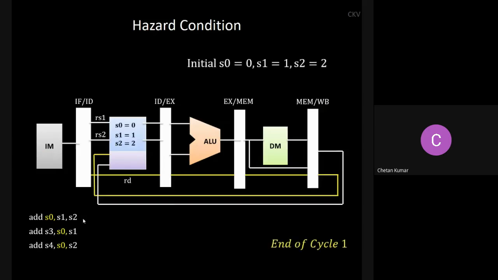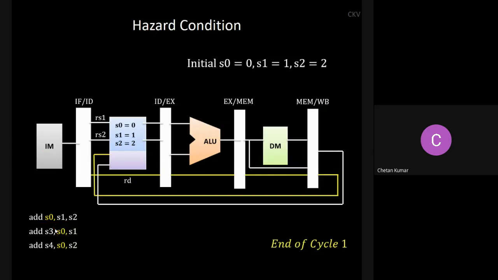So, initial data, I'm assuming that S0 contains 0, S1 contains 1 and S2 contains 2. Okay, meaning at the end of this instruction, what should be the S0 value? When I say add S0, S1, S2, at the end of this instruction, what should be the S0 value, which will be used in the next instruction? It will be 3. Okay, right? So that is our example.